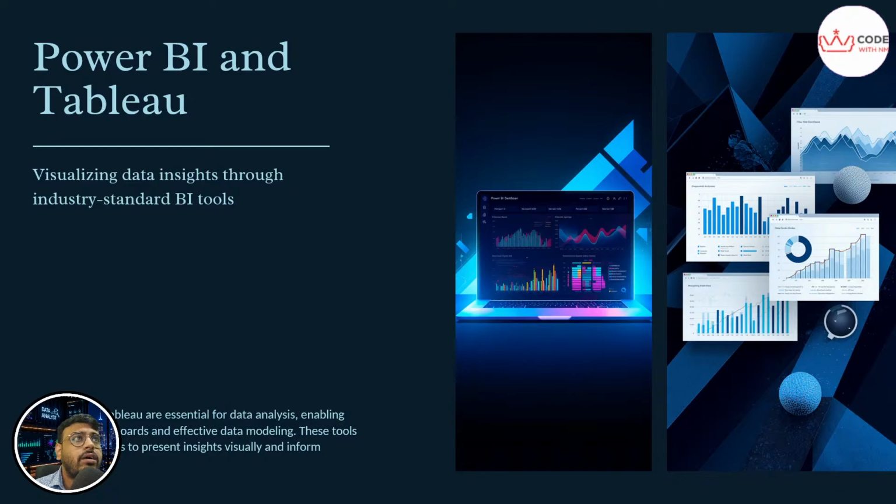Can someone get a data analyst job with only SQL and Power BI? Of course not. Python is the most essential and the first skill. Then second is SQL. Third is Power BI and Tableau. So you need to know all of this.